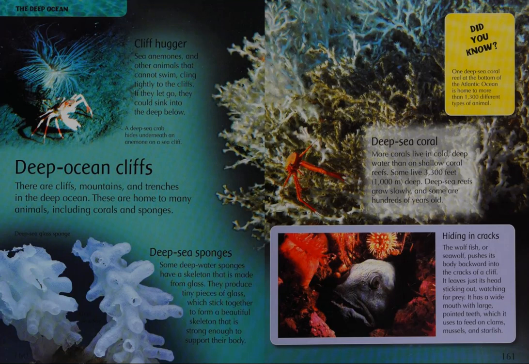Hiding in cracks. The wolffish, or sea wolf, pushes its body backward into the cracks of a cliff. It leaves just its head sticking out, watching for prey. It has a wide mouth with large, pointed teeth, which it uses to feed on clams, mussels, and starfish.